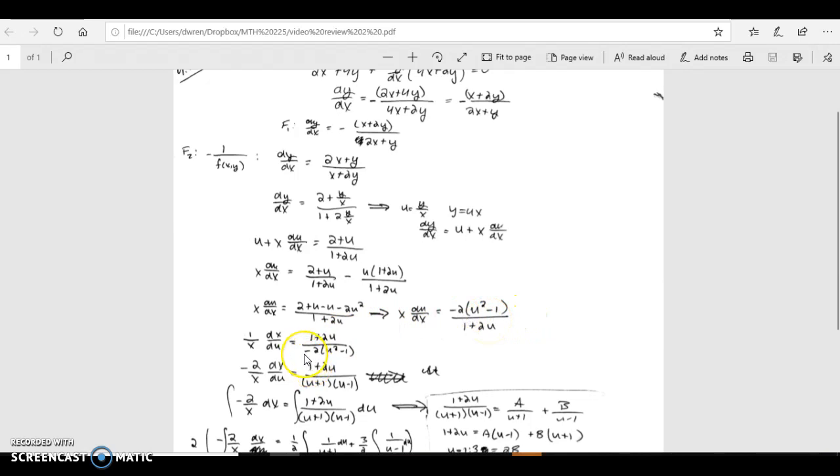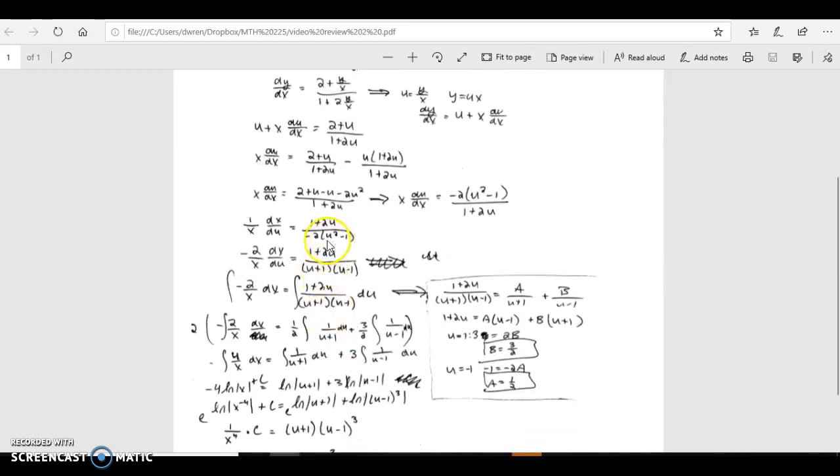The easiest way to separate the variables here would be to take the reciprocal of everything. So we get 1 over x times dx over du equals 1 plus 2u over, factoring out a minus 2, we actually already did that, minus 2 times u squared minus 1. Multiplying up the minus 2 to clean it up a little bit, minus 2 over x times dx over du equals 1 plus 2u over, factoring the bottom, u plus 1 times u minus 1. Moving the du over, we can now integrate both sides.